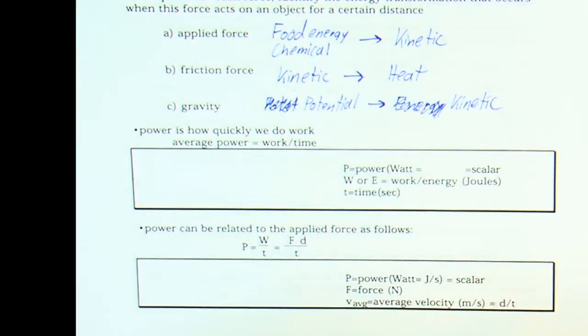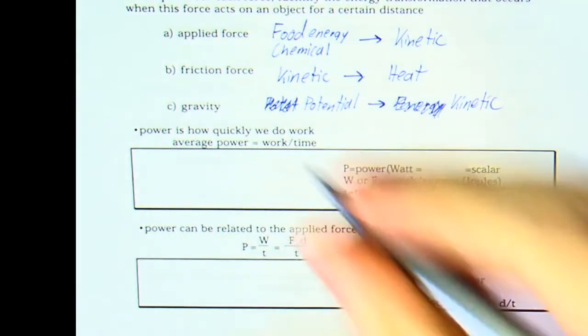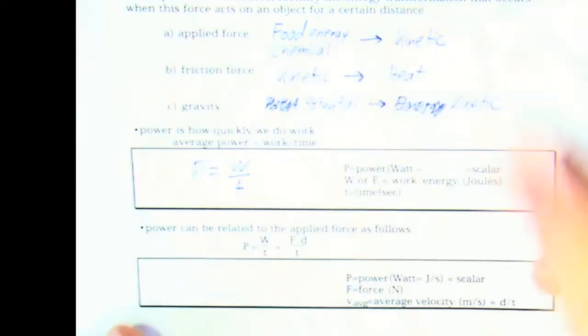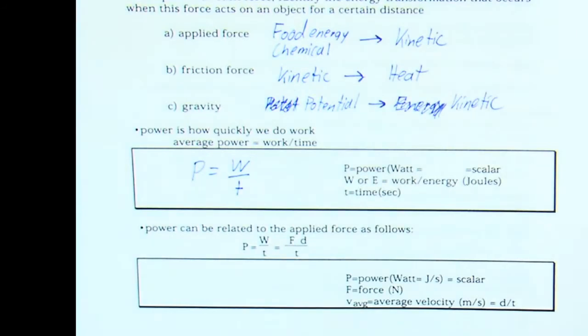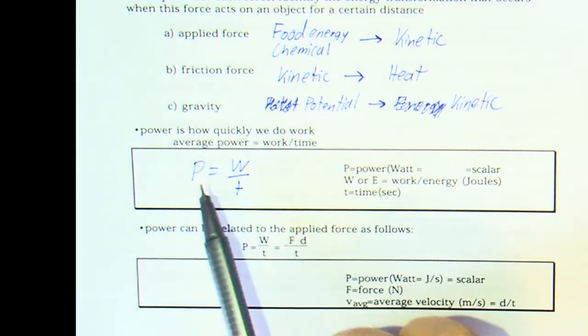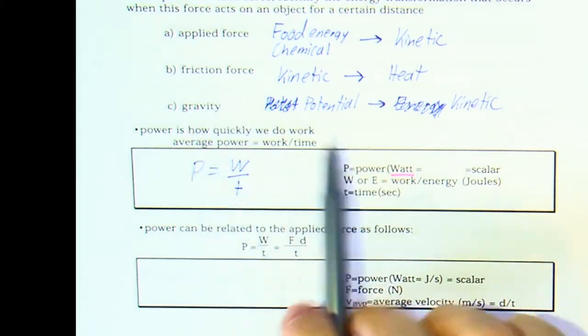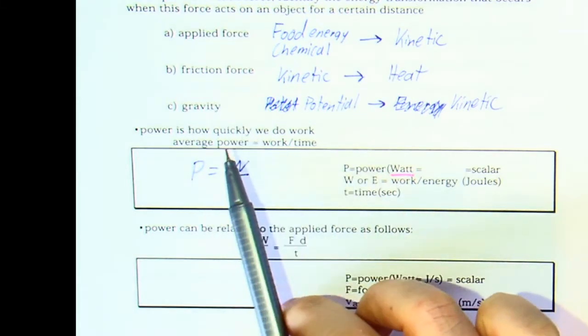Power is how quickly you do the work. So your average power is the amount of work you do divided by the time. So we get P equals W over T. And if we look here at what this expression has for us, we can look at some of the units. So power is measured in watts. You can see that here, named after James Watt, a scientist who lived in, I want to say, the 1800s.